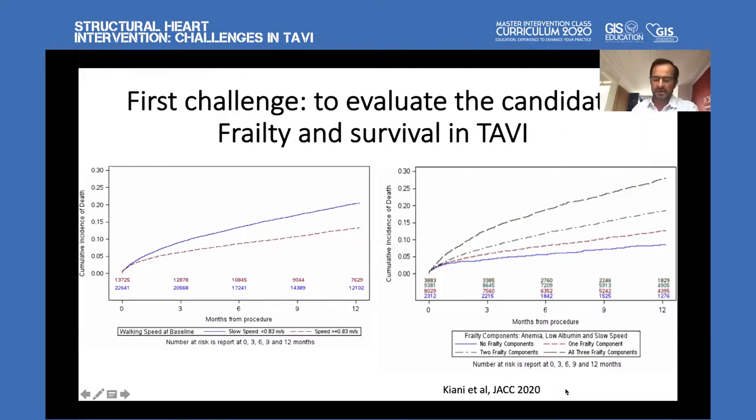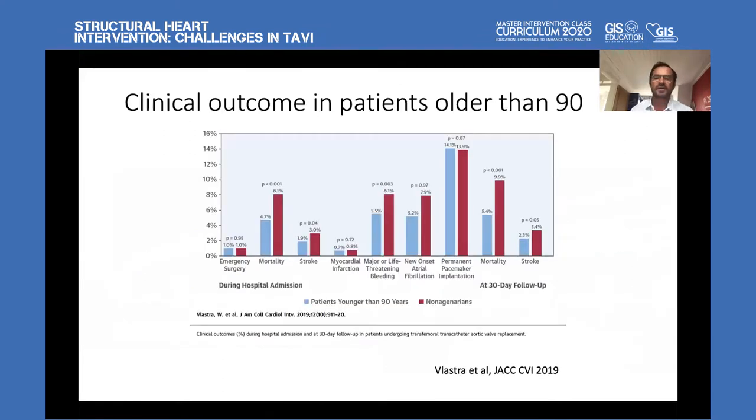This is a very interesting study from Kiani. You can see on the screen that if you have three parameters of slow speed, you will multiply the cumulative incidence of death in this population. Another very interesting study on patients older than 90 shows that you double the in-hospital mortality and you double the 30-day follow-up mortality. This has to be kept in mind, because is it worth doing? You have to collaborate with geriatricians and also anesthesiologists.